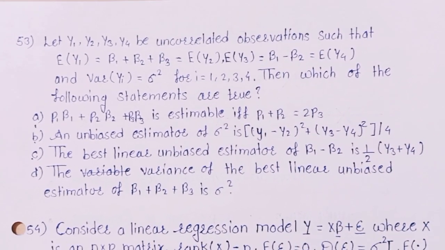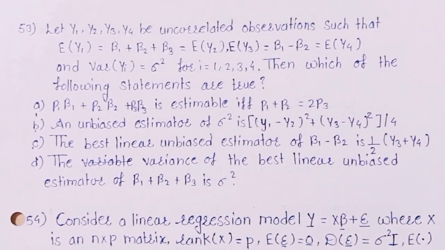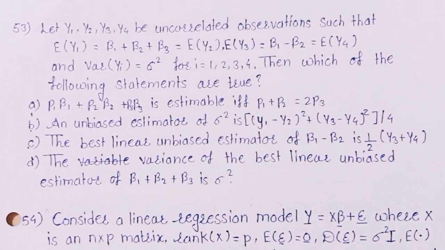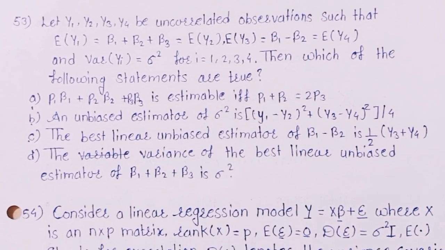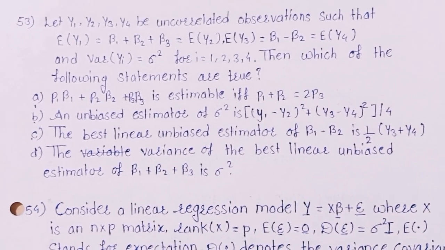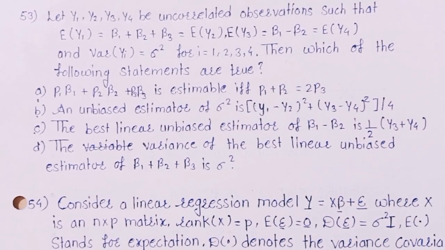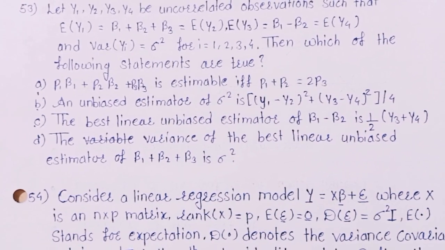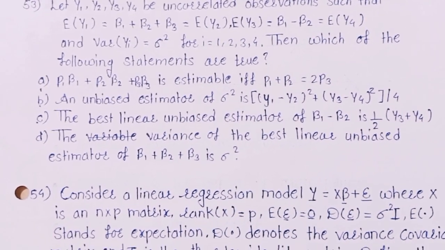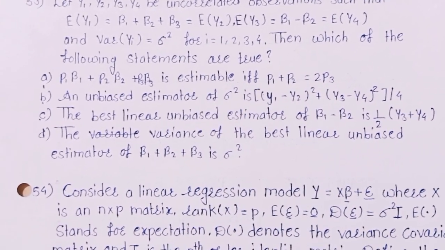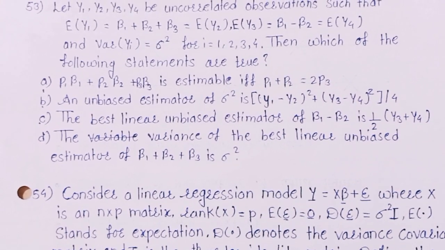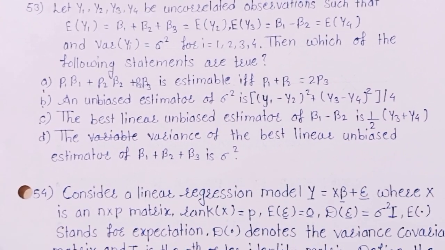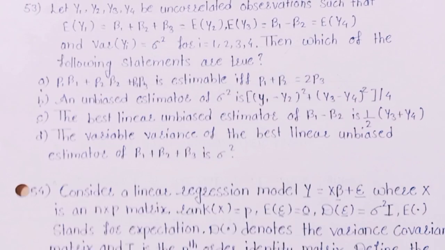Let y1, y2, y3, y4 be uncorrelated observations such that E(y1) = β1 + β2 + β3 = E(y2), E(y3) = β1 − β2 = E(y4), and Var(yi) = σ² for i varies from 1, 2, 3, 4. I की value only and only 1, 2, 3, 4, only 4 values. Then which of the following statements are true?